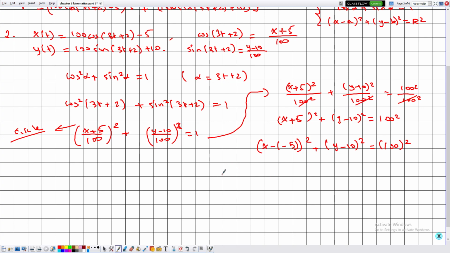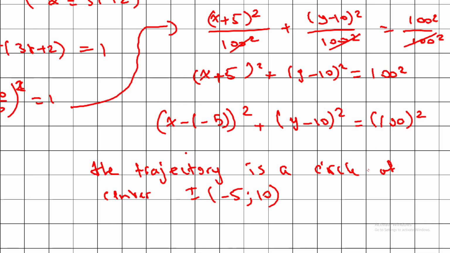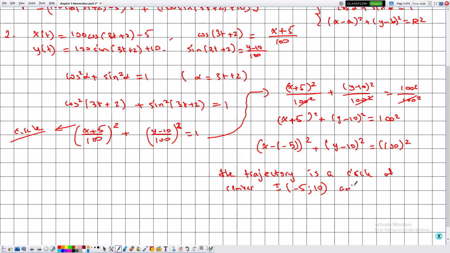Now in this case we can say that it is a circle, so the trajectory is a circle of center I given by (minus 5, 10). So it is given by (x minus a) to the power 2 plus (y minus b) to the power 2 is equal to r to the power 2. Now a is equal to minus 5, b is equal to 10, and r is equal to 100.